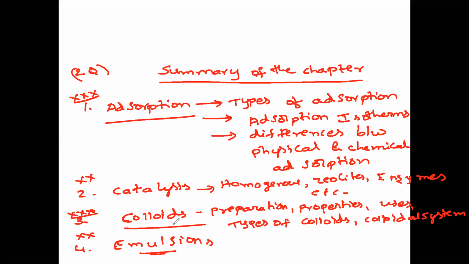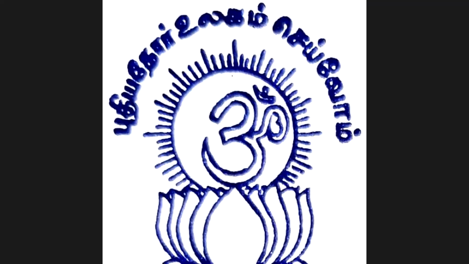So all these topics are very, very important for our understanding. Please note it down and do it accordingly. So this is a summary of the chapter: adsorption, catalysis, colloids, emulsions. I hope it is clear. So now we are stopping the class. So please follow the guidelines and do this chapter easily. It's very, very easy. I hope it is clear.